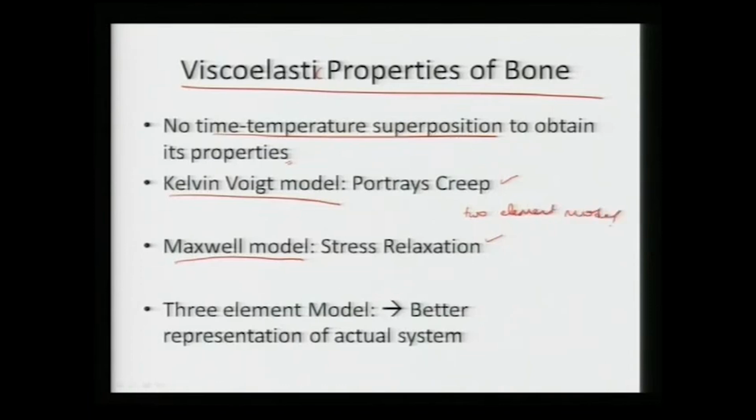But owing to the complexity, we require a 3 element model or better for representing the actual system. We can see that in the Kelvin-Voigt model and the Maxwell model, we only have 2 terms arising from the stiffness and the capacitance, or the resistance and the capacitance type. The Kelvin-Voigt model can portray creep, and the Maxwell model can represent stress relaxation, but we require a 3 element or better model to represent the actual system of the bone.